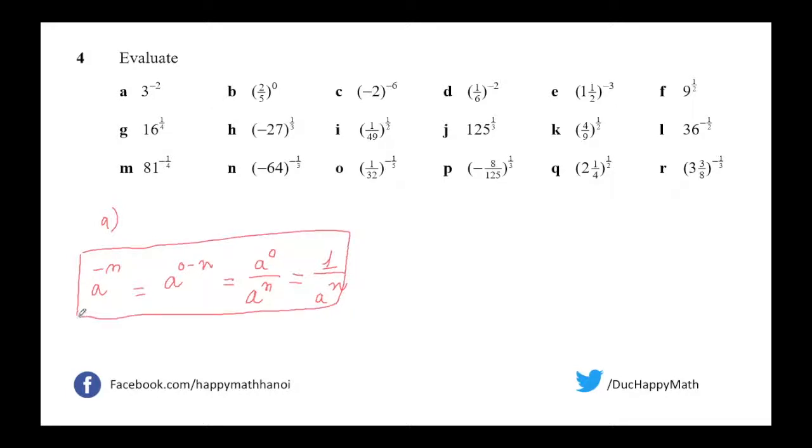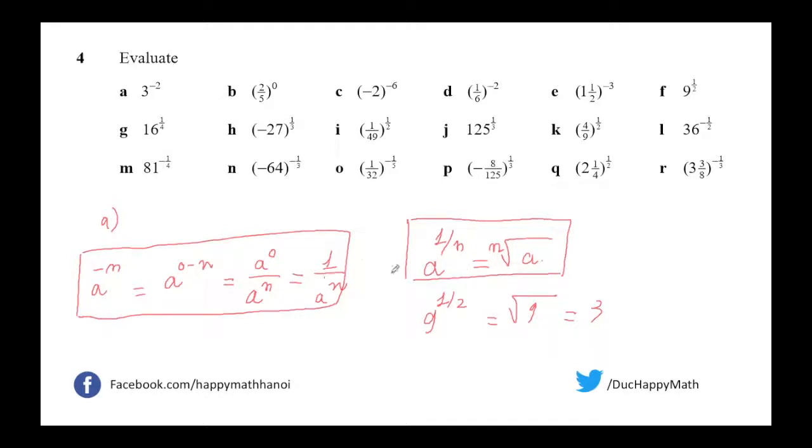Very important. And another one is 1 over n power number. This means a power to 1 over n, so you have the over n in the power number. So you get the n-th root of a. For example, 9 power 1 over 2 means square root of 9, which equals 3. Yes, another formula. So apply the two formulas in this case to question 4.